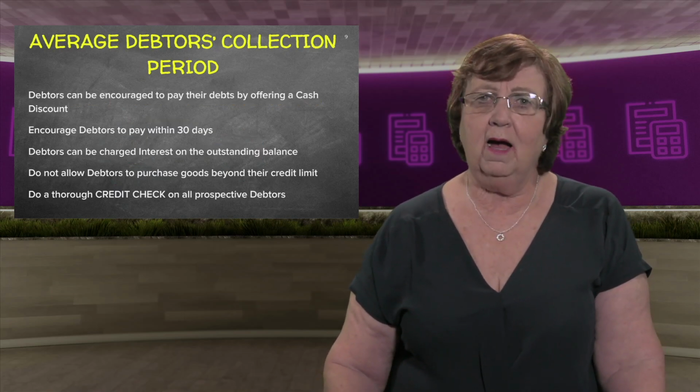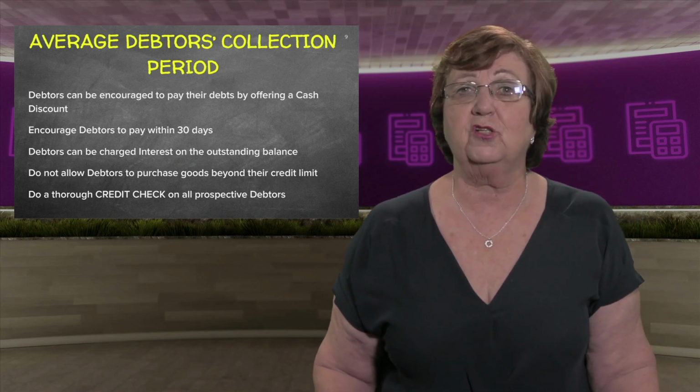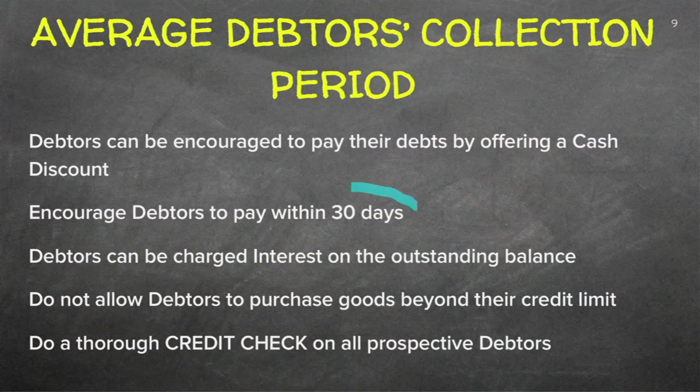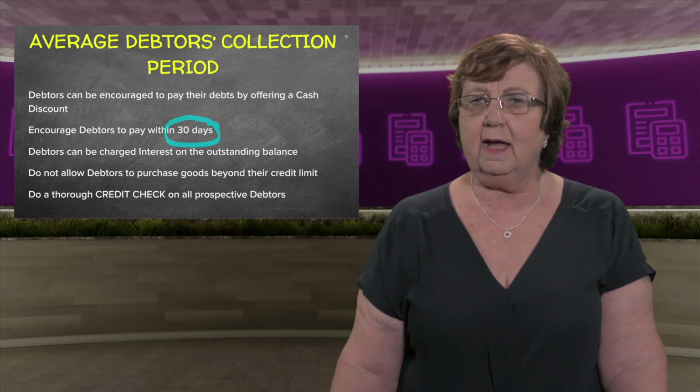So now, how long is acceptable for a debtor to pay their account? And so the answer there is 30 days. So that's what we should be looking at. And if our debtors are taking longer to pay, well, we need to take action. And we need to encourage them to pay their accounts before the 30 days, or 30 days at the very latest. So what can we do?